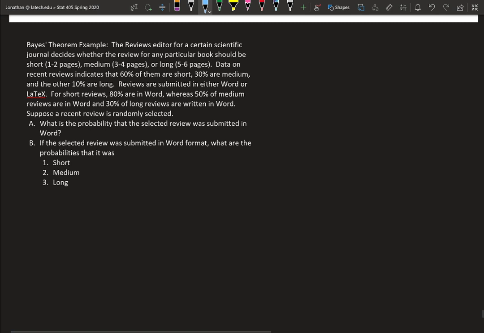It's more likely that somebody's going to be using Word for a short document and LaTeX for a longer document, especially a scientific document. So anyway, that's kind of the premise, the background, but you don't have to know all that to answer the question. But just to give you more context.